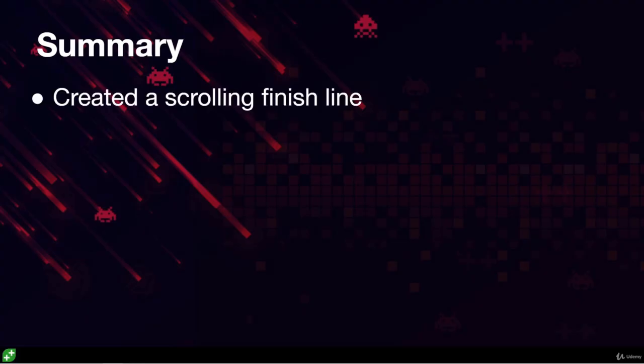So in summary, we created a scrolling finish line variable. Later we'll use this finish line to check to see if Scarfy has run past every single nebula, and that can be our condition for winning the game. I'll see you in the next video.